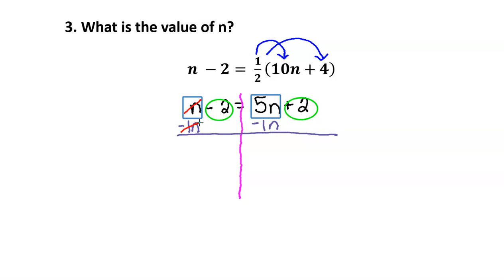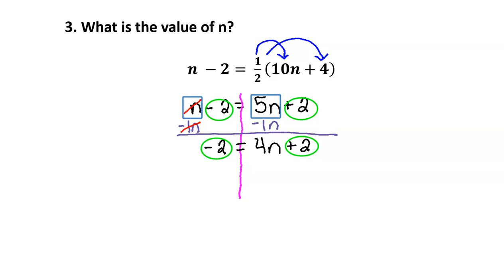All right, so my n's are going to cancel over here. I'm going to be left with -2. That's part of why we want to make sure we circle those operators. So I have -2 over here equals 5n minus 1n is going to give me 4n, and then I have plus 2. All right, so that gives me my setup after I move my variable. So I only have a variable on one side. All right, so that gets me to that point.